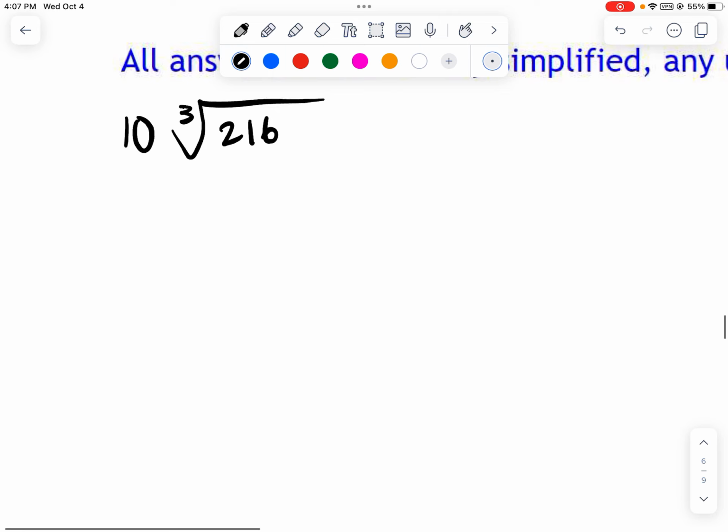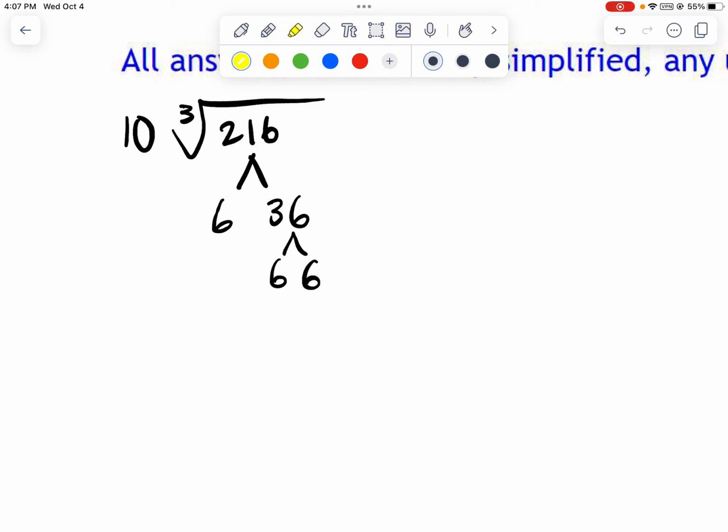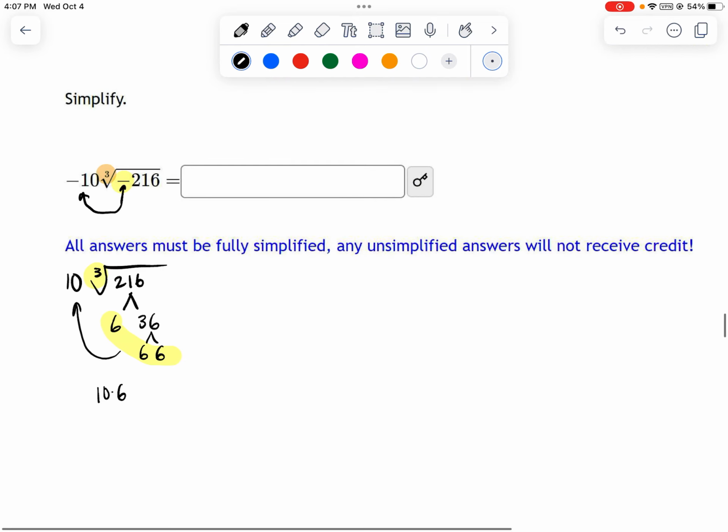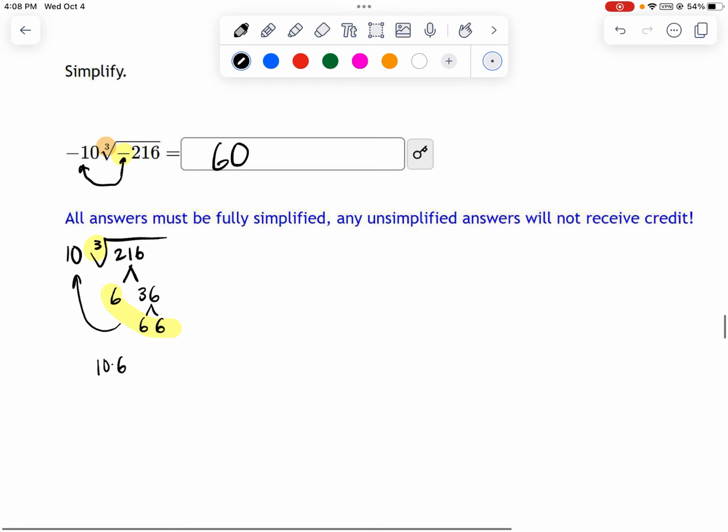Okay, so now we just simplify 216 as we should. 6 and 36 is something that multiplies to 216. 36 is 6 and 6. And if you want, you can continue breaking this down. But hey, look, don't you already have 3 of the same thing? Yeah, you do. So let's bring a 6 out. It'll multiply with what we already have there, 10 times 6, which is 60. There's your answer. We've used all of the numbers, there's nothing left, we shouldn't have any radical remaining.